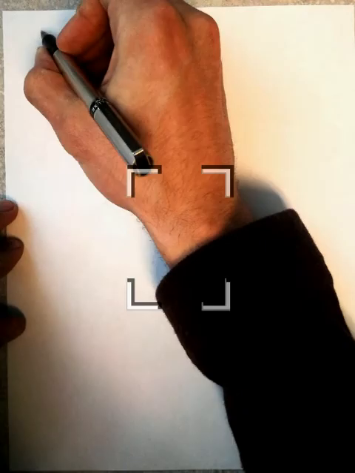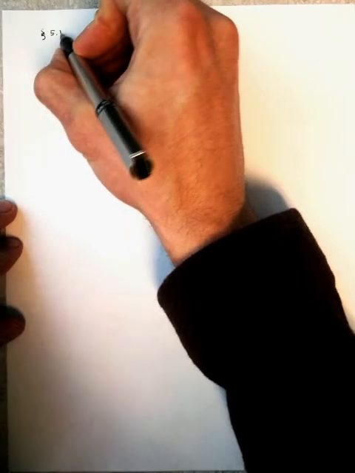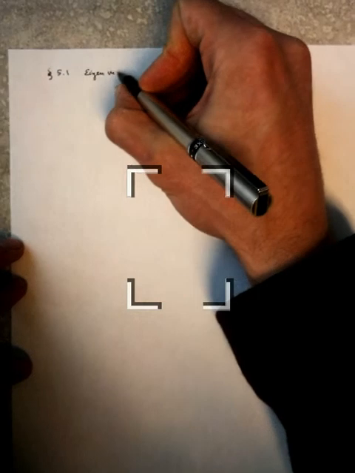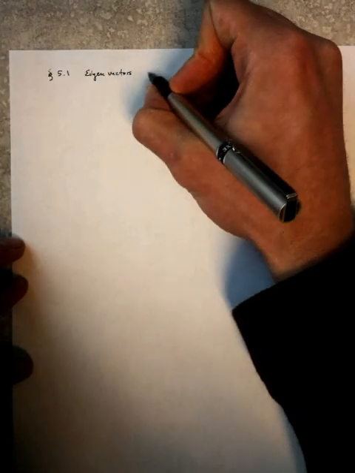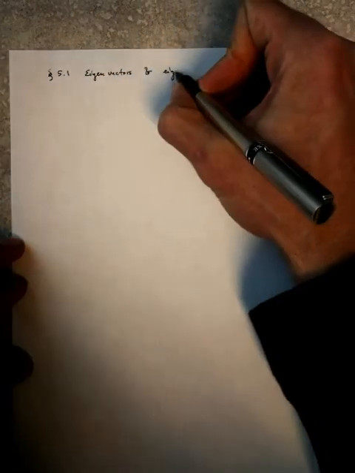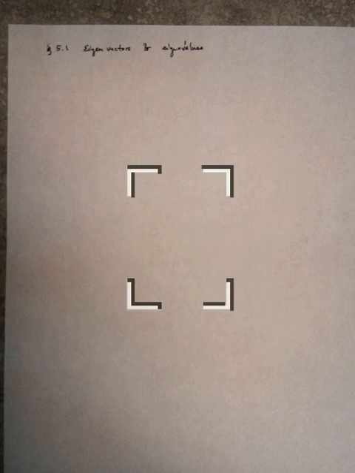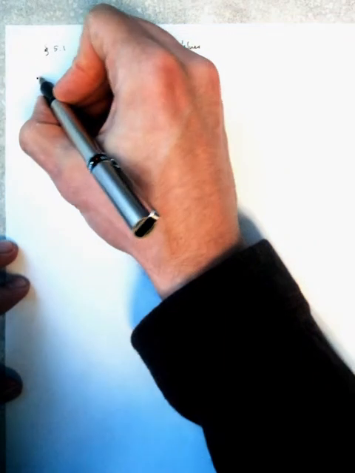Okay, so we're going to start a new section today, 5.1, Eigenvectors and Eigenvalues. Okay, so I want to start with an example. So here's an example.